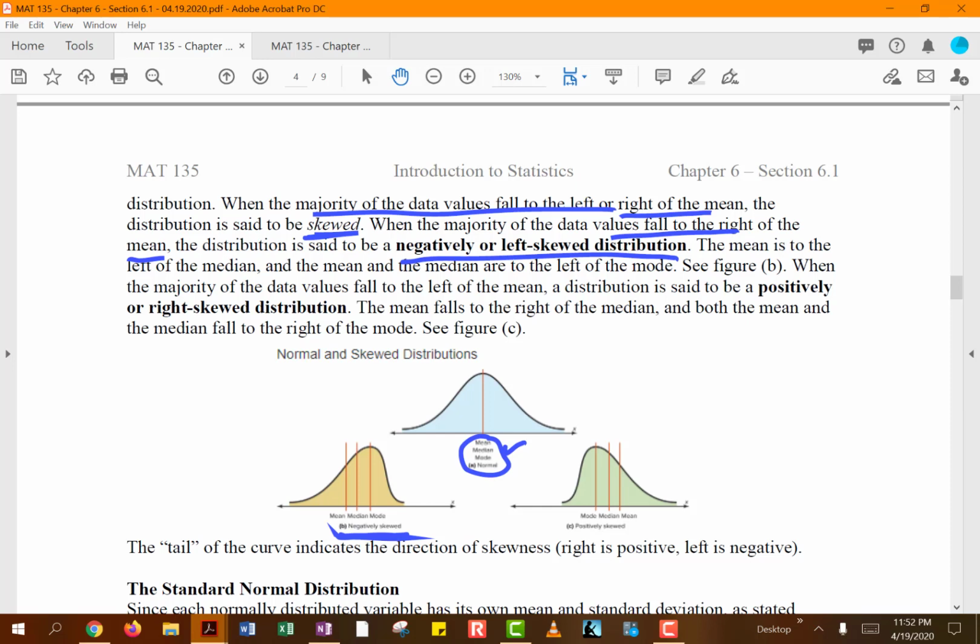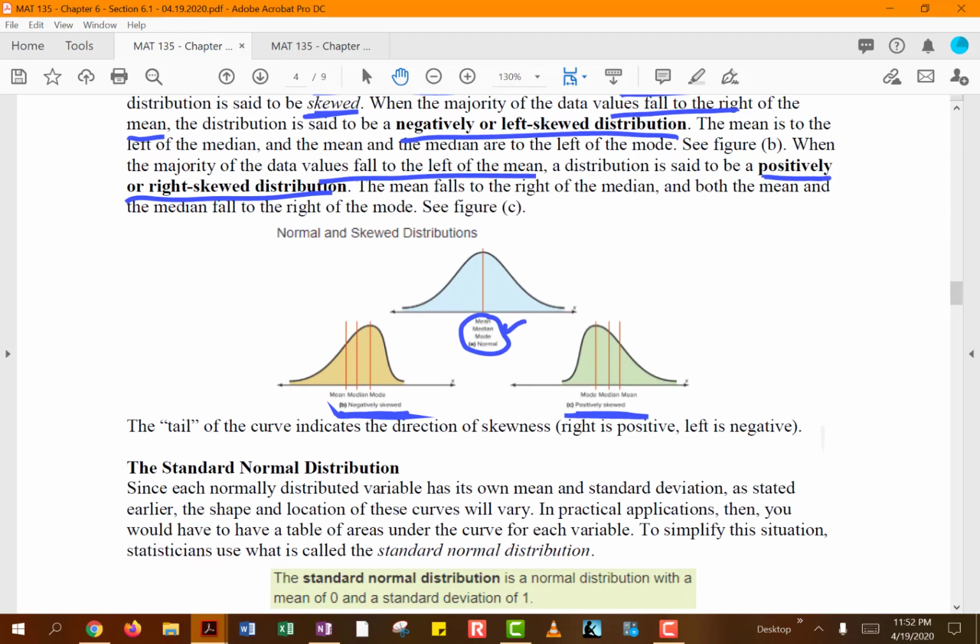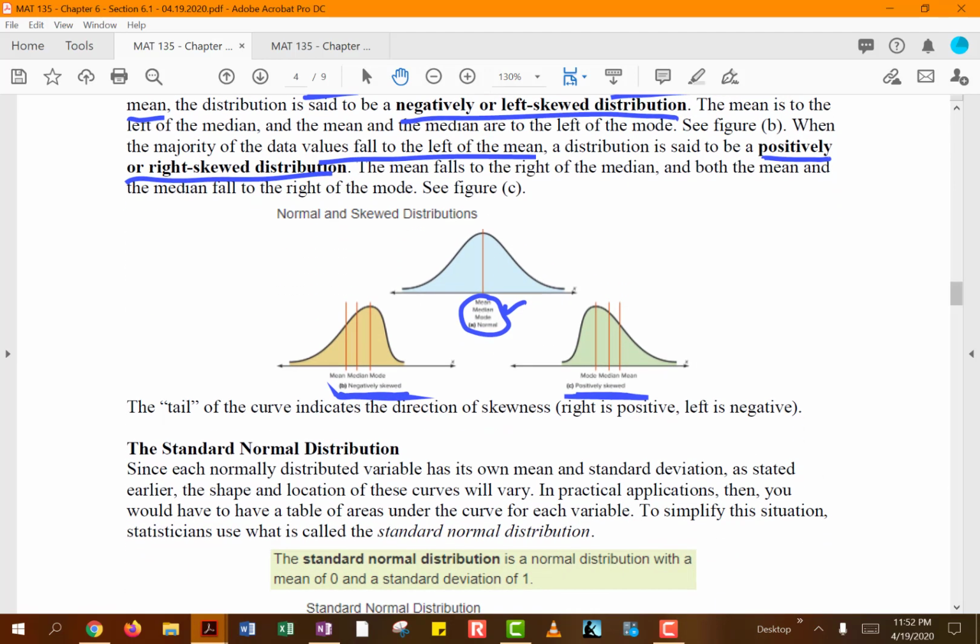If of course majority of your data value falls to the left of the mean, then we say it's a positive or a right skewed distribution, so it would look like this. So in this case, your mode is going to be to the left, median is going to be in the middle, and then mean is going to be to the right. Okay, so you can kind of see what that skewed distribution looks like, and of course in the middle we have our normal or symmetric distribution, right?